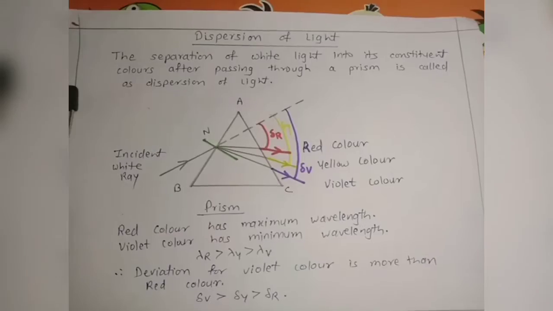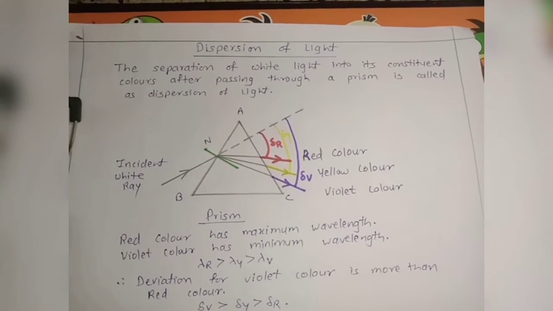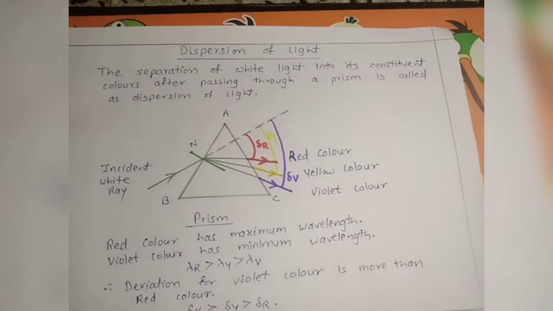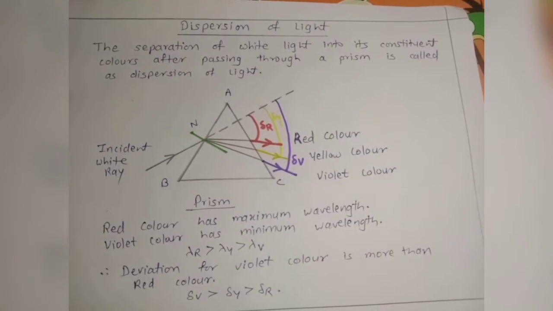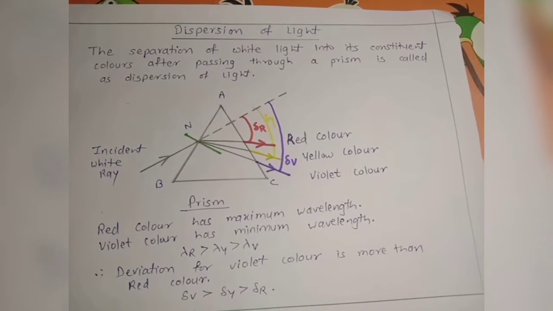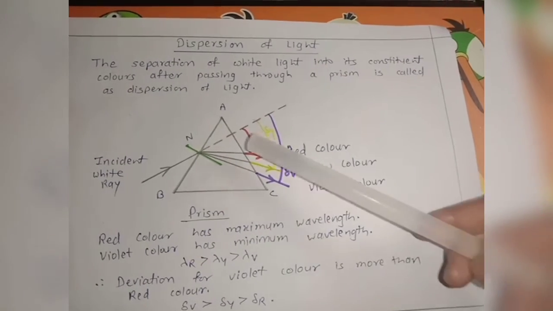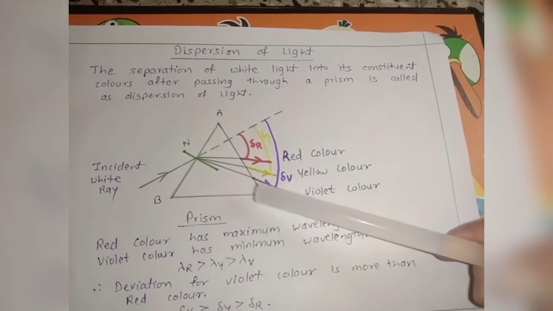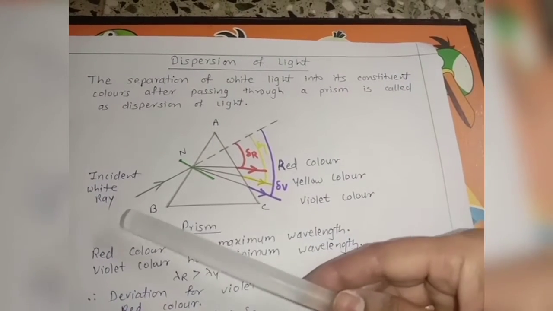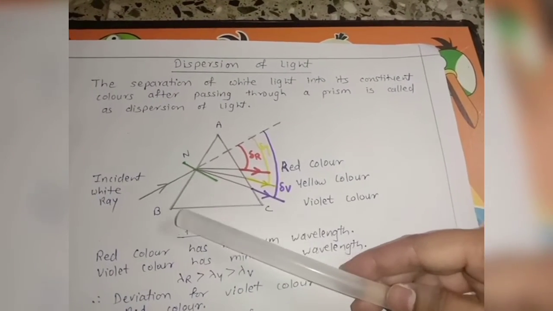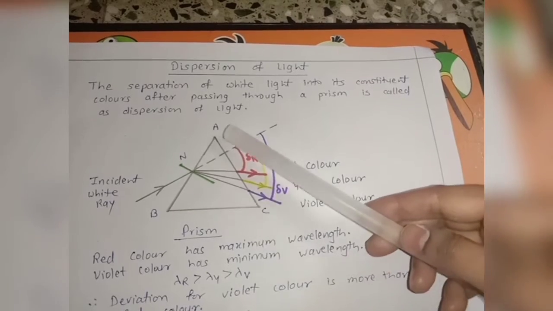I am going to explain it with the help of a simple demonstration. Before that, let us look at what happens in case of dispersion of light. In dispersion of light, the white light is incident on the face of the prism. Let us say this is prism ABC, as you can observe in the diagram, and this is the incident white ray, incident on face AB.